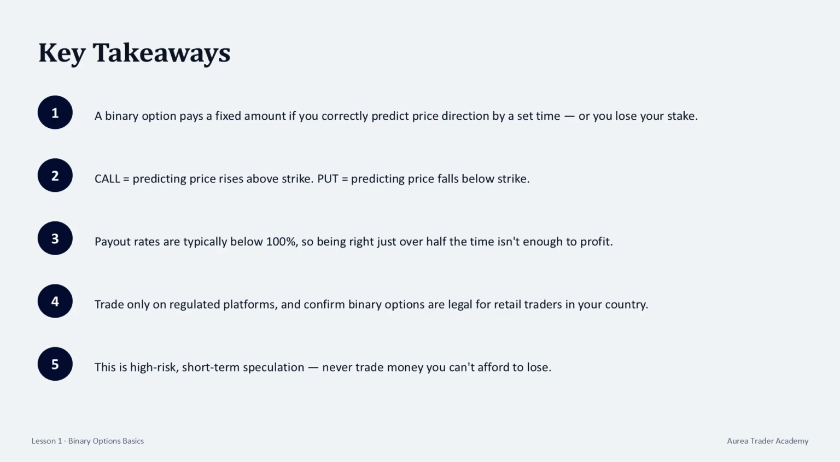Before we wrap up, here's everything in 5 lines. A binary option pays a fixed amount if you correctly predict price direction by a set time or you lose your stake. Call means you're predicting price rises above the strike, put means below. Payout rates are typically under 100%, so being right just over half the time isn't enough to profit. Only trade on regulated platforms, and confirm binary options are actually legal for retail traders where you live. And this is high risk, short-term speculation. Never trade money you can't afford to lose.